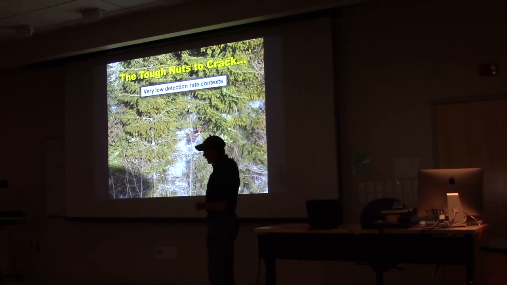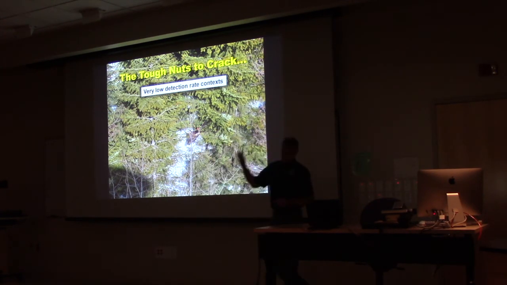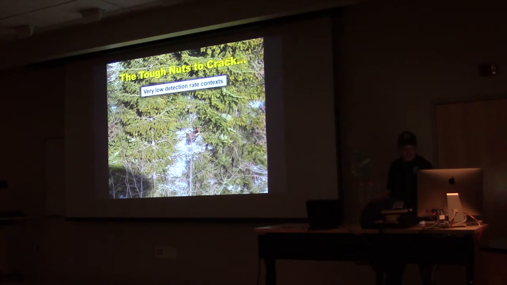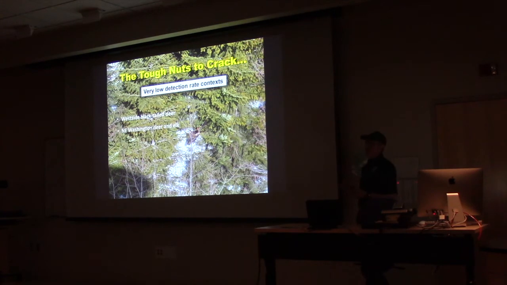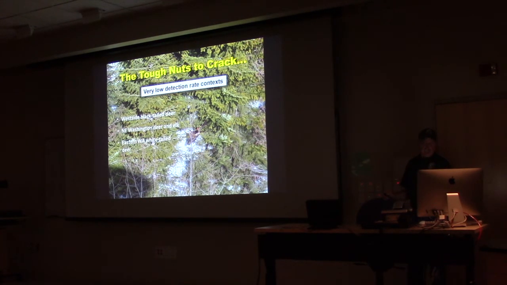But those are the kind of situations that, if that's a common scenario where you're working, that's a problem. It becomes a very difficult problem to overcome. So west-side black-tailed deer are one of these low detection rate contexts. Northeast Washington deer and elk up in the Selkirks and some of that country, the Kettle River country. Eastern Washington white-tailed deer, they behave differently than mule deer, and it makes them difficult to deal with in terms of sampling.